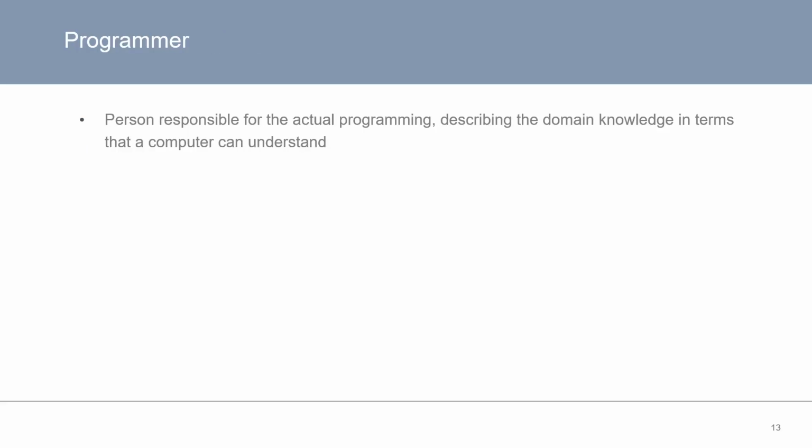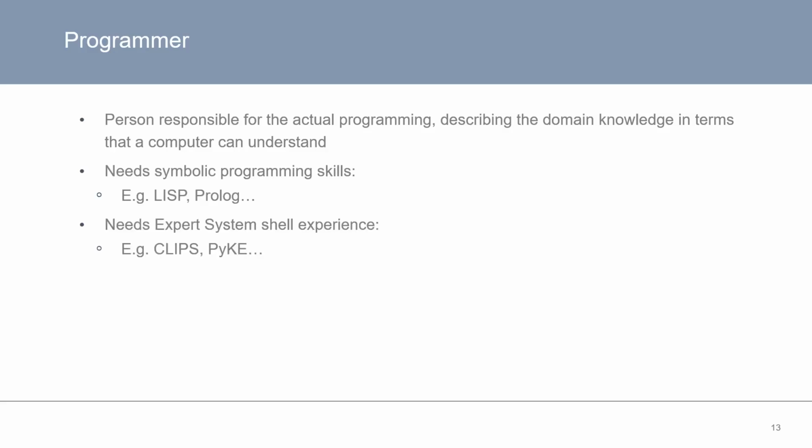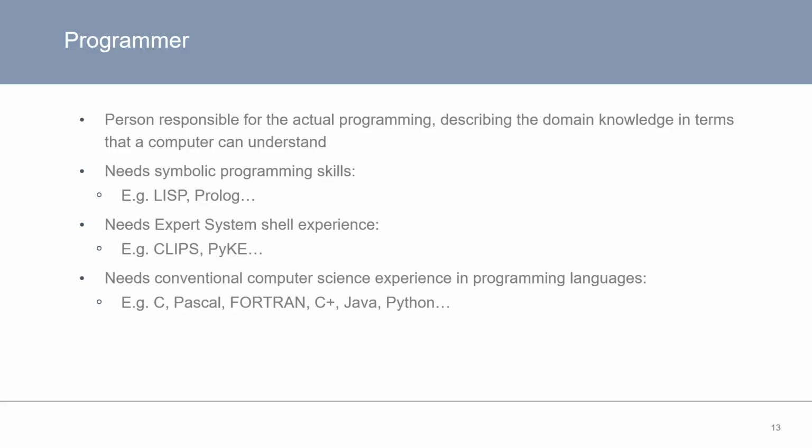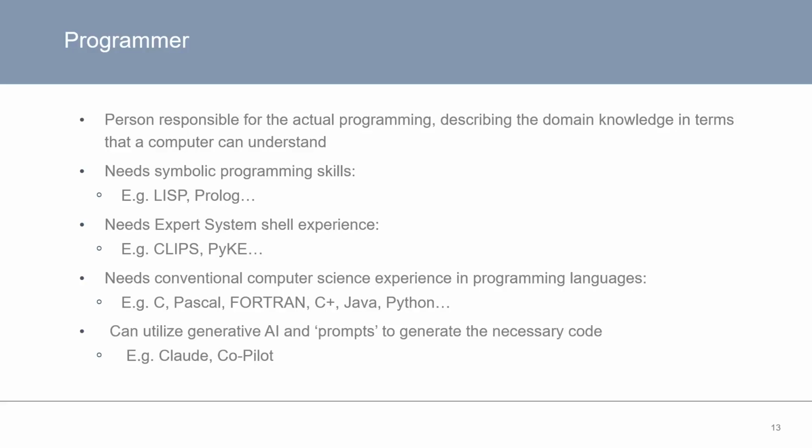Next, we have the programmer. This is a person responsible for the actual programming to describe the domain knowledge in terms that a computer can understand. Often they'll use symbolic programming skills such as Lisp or Prolog, and also some experience with expert system shells would be preferable, again including things like CLIPS or maybe Pike. And certainly they would also need conventional computer science experience in programming languages such as C, Pascal, Java, Python, etc. Further, it could also be helpful for the programmer to be able to utilize generative AI and prompts to generate necessary code, for example using Claude or Copilot.